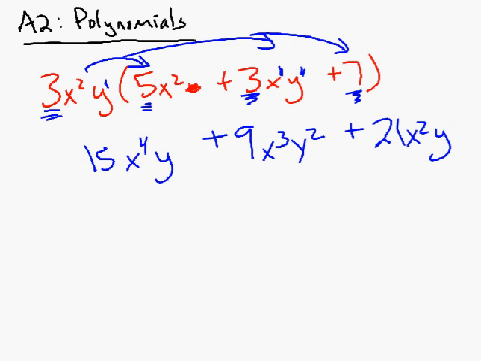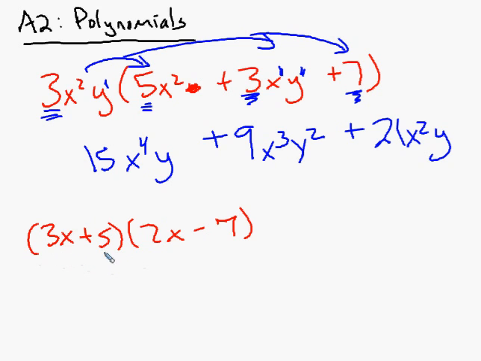Now if I had two things, 3x plus 5, let's say, times 2x minus 7. Let's say I'm multiplying these two things together. Now I'm just going to jump right to the trick, but I will quickly explain where it's coming from.